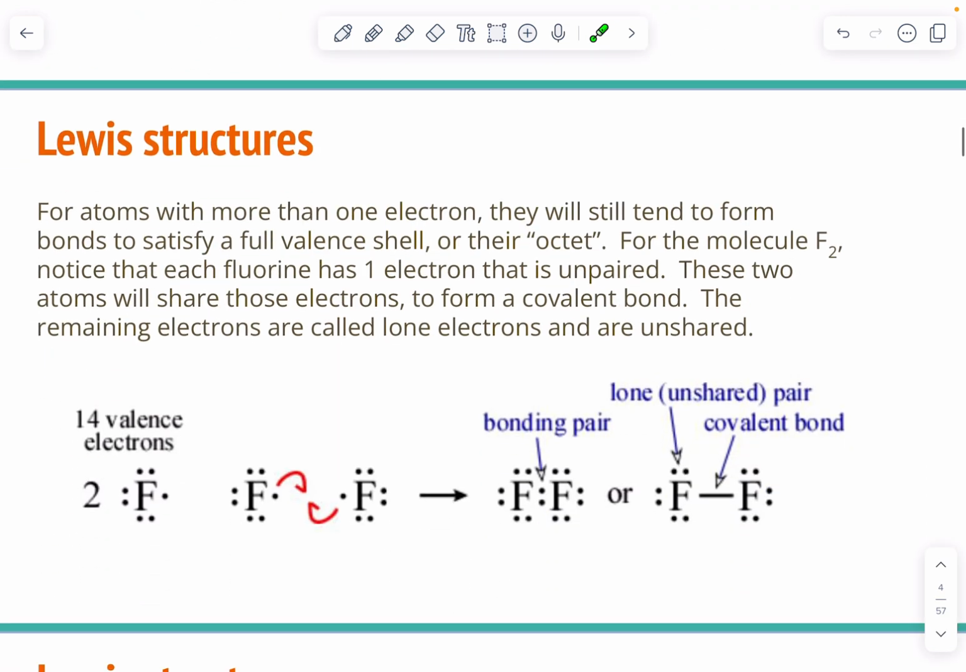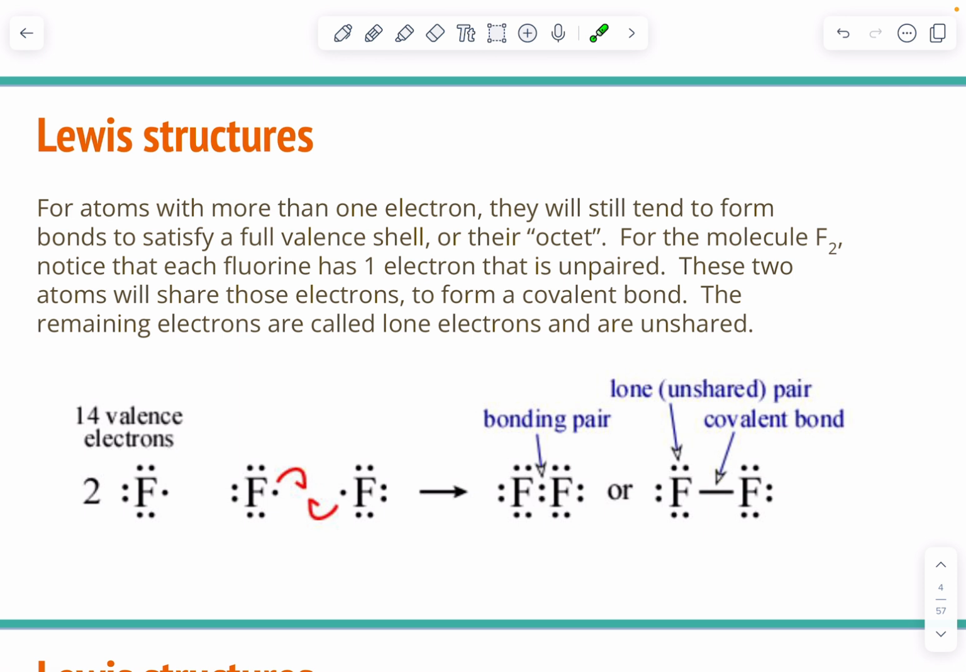If we take a look at a molecule that's not more complex, but just has more valence electrons, 2 fluorines, so F2, which would be elemental fluorine. We're looking at 2 fluorine atoms, each with 7 valence electrons. You'll notice that each one has 1 unpaired electron. It's these 2 electrons that are going to end up being shared in the center, and that's what we call our bonding pair of electrons. Each fluorine also has 6 unshared electrons, or lone pairs. So there's 3 lone pairs on each and 1 bonding pair on each.